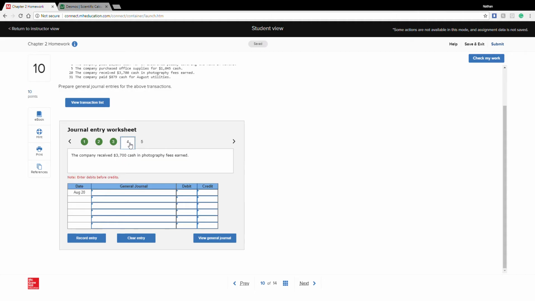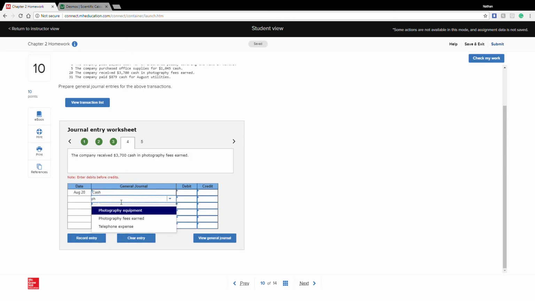Number 4 states that the company received $3,700 cash in photography fees earned. Look at that keyword, earned. So we know this is a revenue account. So how do revenue accounts increase? They increase by a credit. Cash is also increasing because we received cash. So we know cash is increasing, we're taking ownership of the cash. So since cash increases by debit, that'll be my first account.